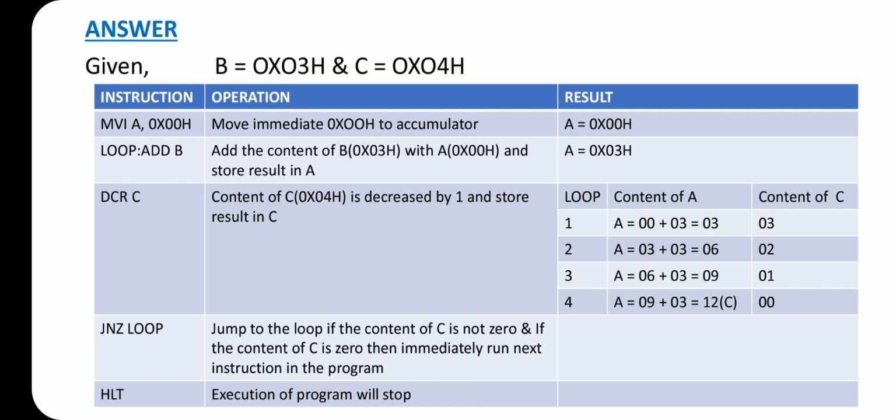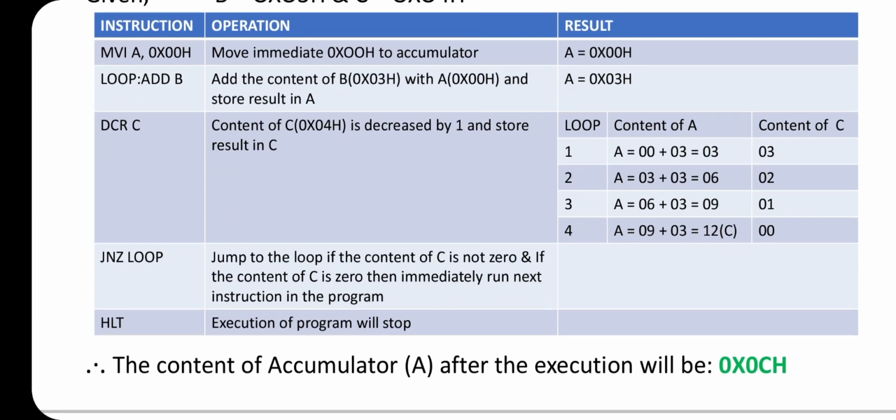That is A equal to 0x00H plus B equal to 0x03H. We get the content of accumulator as 0x03H. So the content of A becomes 0x03H. The next instruction is DCR C, which means that the content of C is decreased by 1 and the result is stored in the C register. The next instruction is JNZ loop.